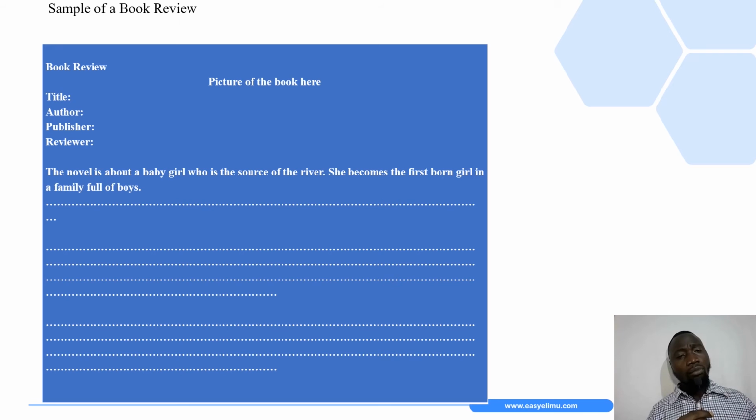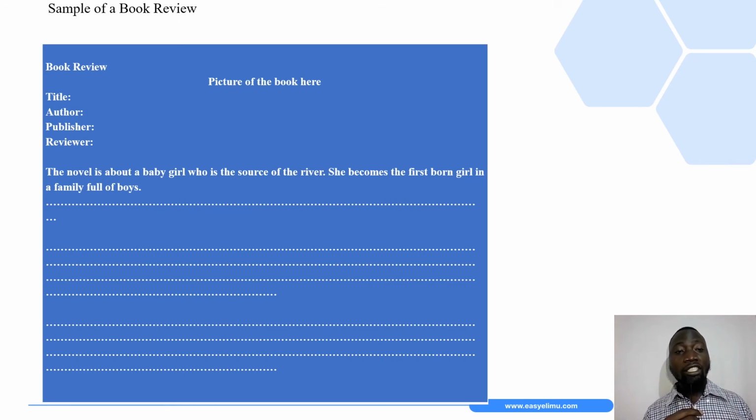So the most important ones, that is the marking points whenever you get a book review. Number one, we have got the title. After the title, there is the author. When we talk about the title, remember we write two titles here.